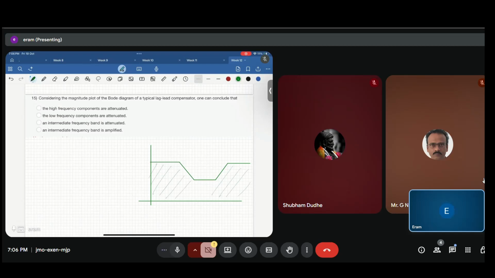high frequency. So which part is attenuated? The intermediate part is attenuated, right? Because these frequencies and these frequencies will be passed, and what will be attenuated? The intermediate frequency, because we have low magnitude here. Okay, so which option will be correct? Third option, that is the intermediate frequency band is attenuated.